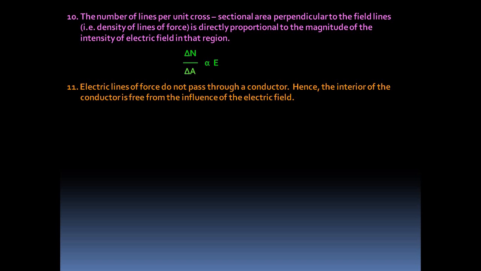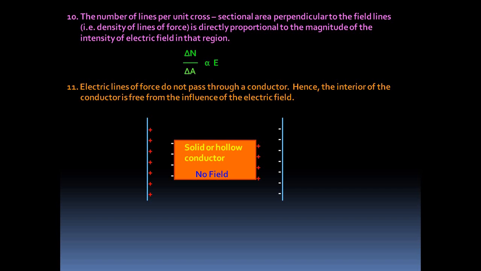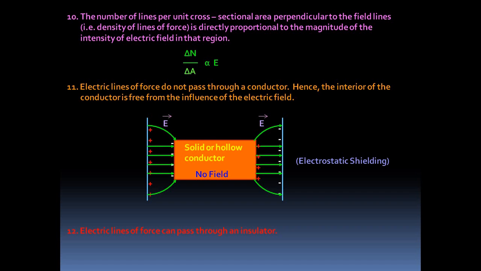Number 10, electric lines of force do not pass through a conductor, hence the interior of the conductor is free from the influence of the electric field. Inside a conductor there will be no field. This is called electrostatic shielding. Then the last one, electric field lines can pass through an insulator.